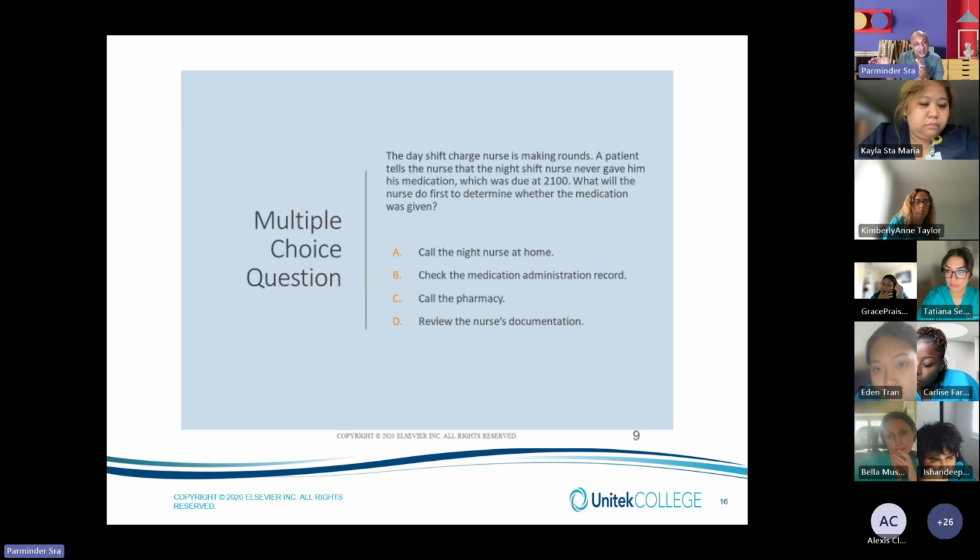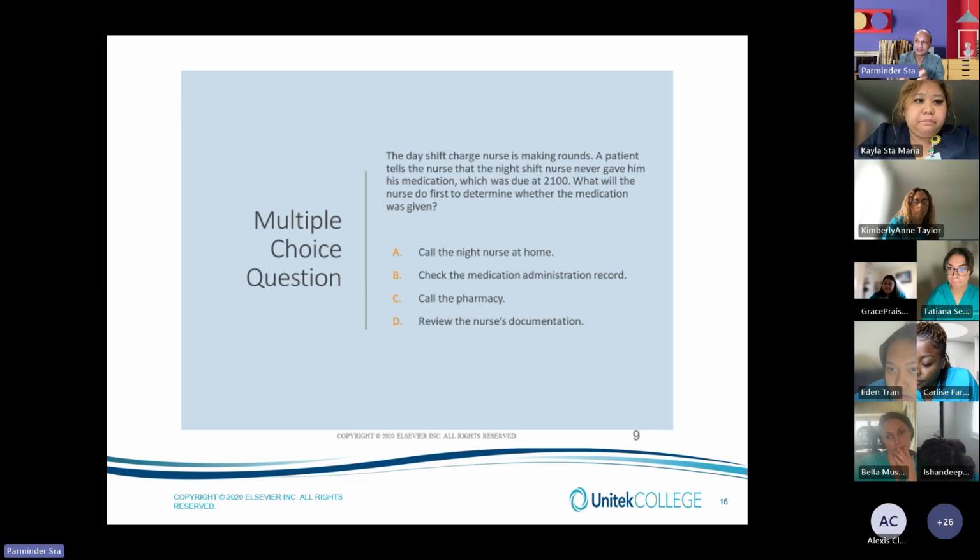Now, this is about the medication. Any medication given should be entered in the MAR, the Medication Administration Record, the record of when the medication was administered. Correct? Make sense? So B is the correct answer. Check the medication administration record, not the documentation.